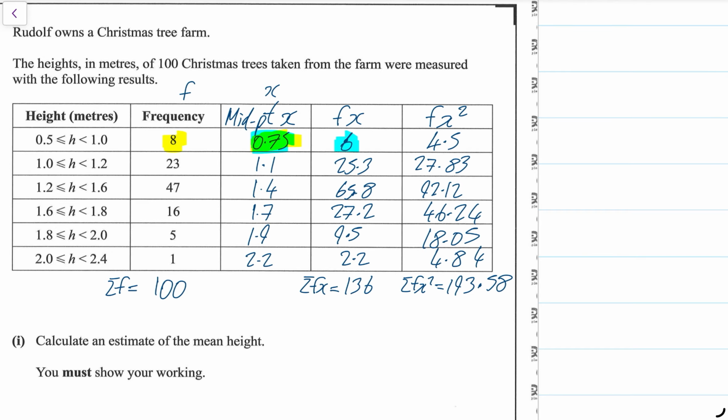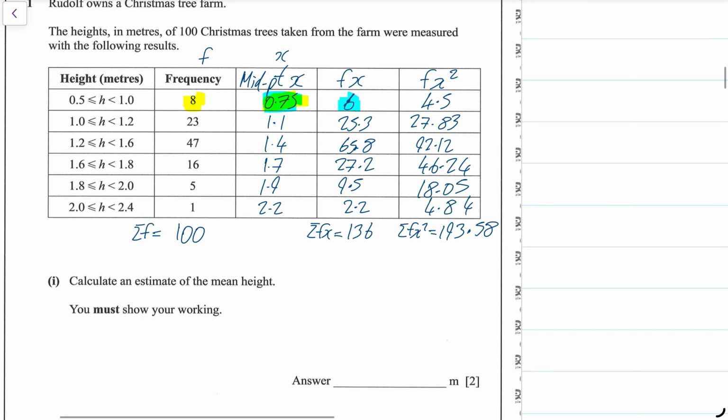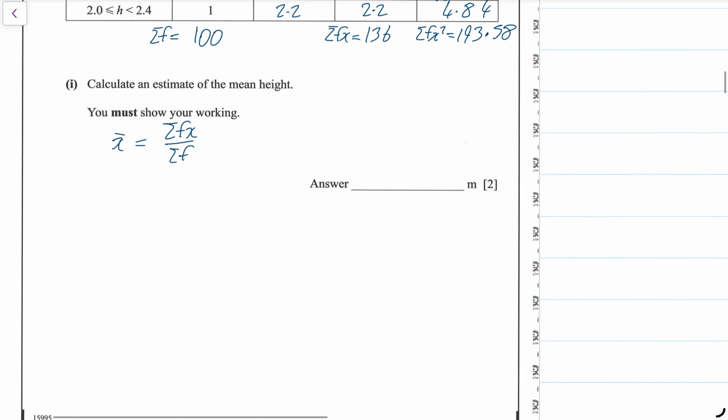And when I added those up, I got 193.58. Now, calculate an estimate of the mean. Why it's an estimate, by the way, is we have no idea what the exact values are. So we had to use these midpoint values to make an assumption. Basically, this is why it's an estimate. Okay, so your mean, we'll use a proper notation. X bar is sigma fx divided by sigma f. You've got those things written down. So x bar in this case is my sigma fx, which is 136 divided by 100, which is just going to be equal to 1.36, and you write that in the answer line there.